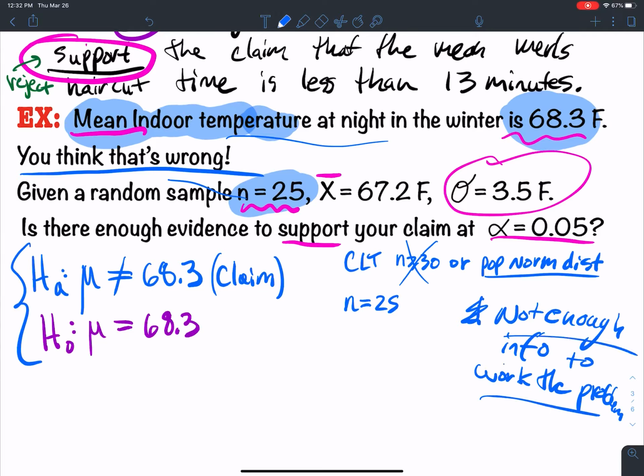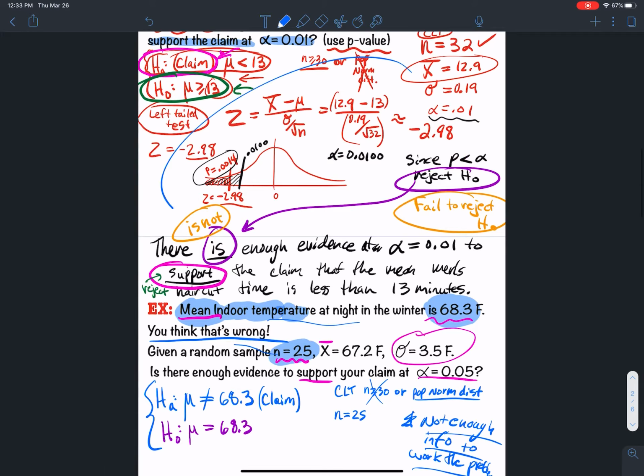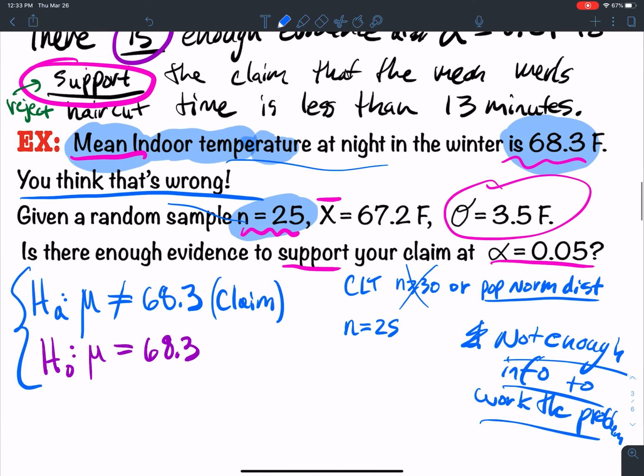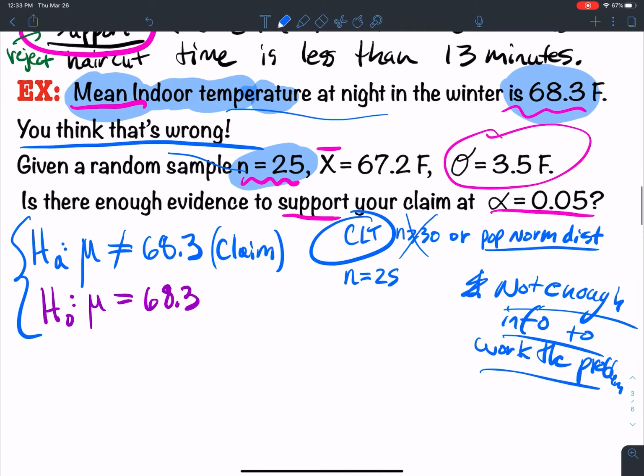Hey, isn't that pretty cool? That's really easy to do instead of doing all that other work, right? So all I got to say is not enough info to work the problem. So it's good to make sure you've got the keys to the Ferrari before you try to jump in that Ferrari. So before you try to use a central limit theorem, make sure one of them's satisfied.